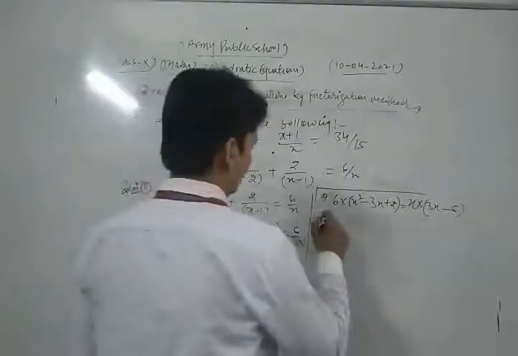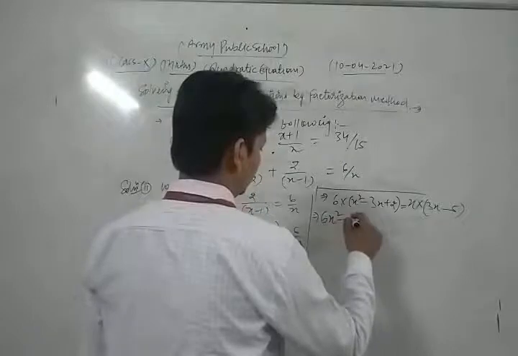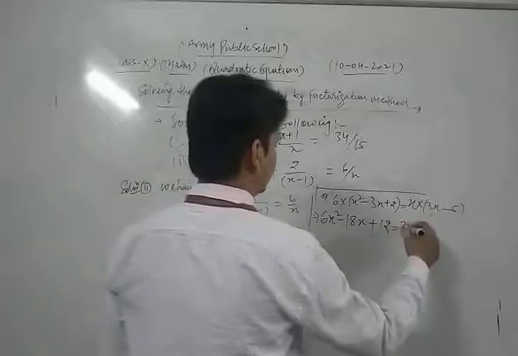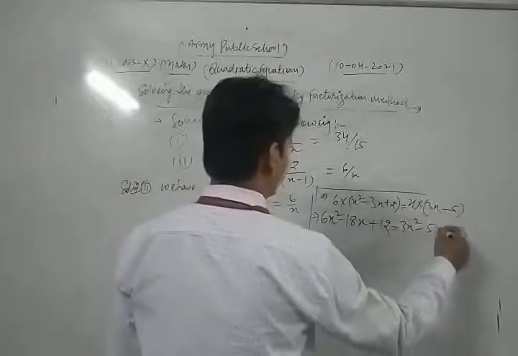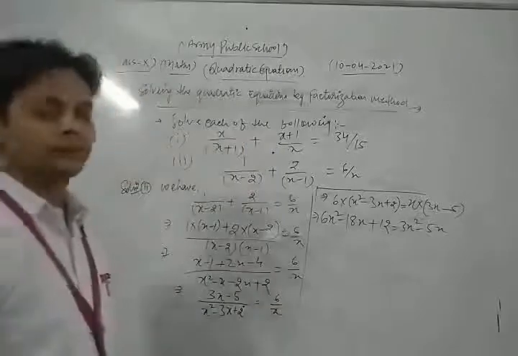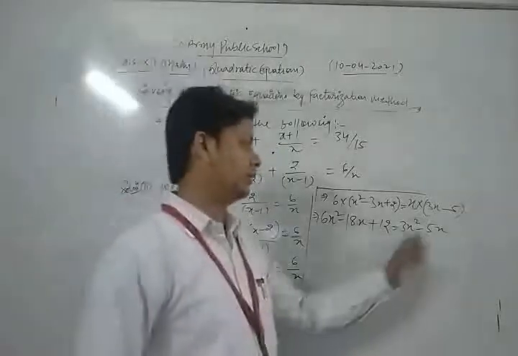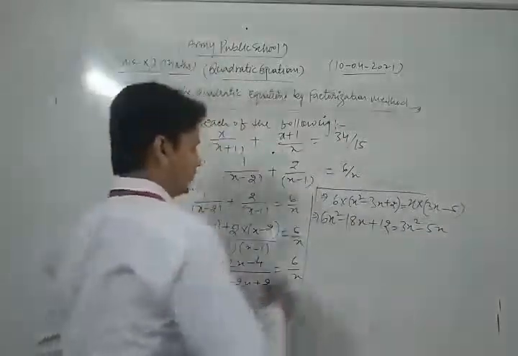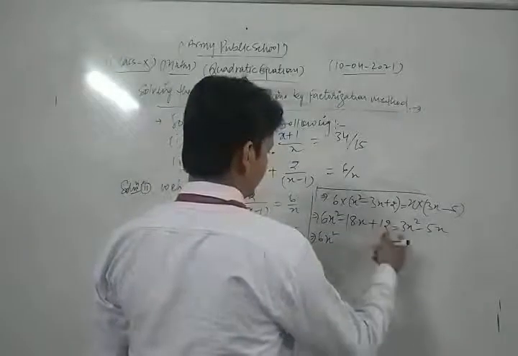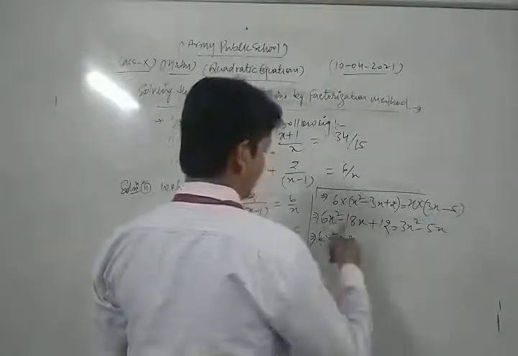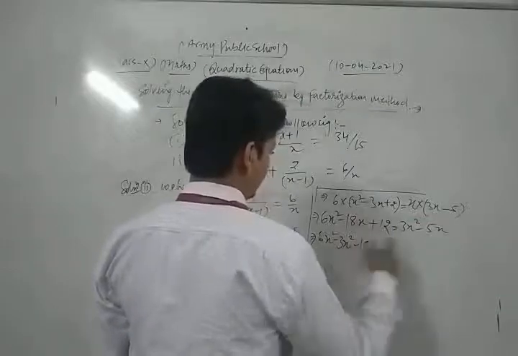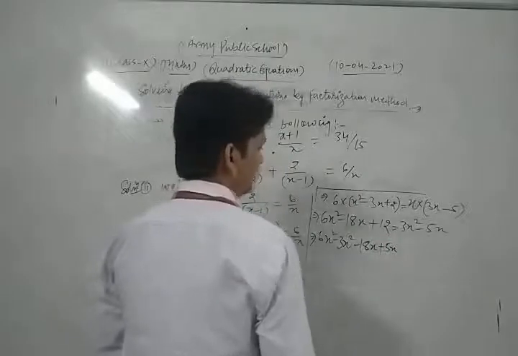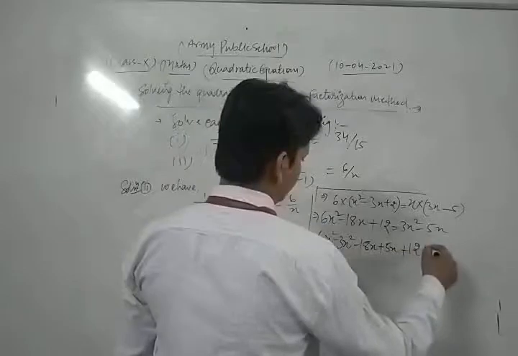Now let's see. So 6x square minus 18x plus 12, and here this is 3x square minus 5x. Now we transfer every value to the left side of the equation and take it equal to 0. This is 6x square as it is, 3x square transferred, so minus 3x square. This is minus 18x, and minus 5x transferred, so plus 5x. And this is plus 12 as it is.